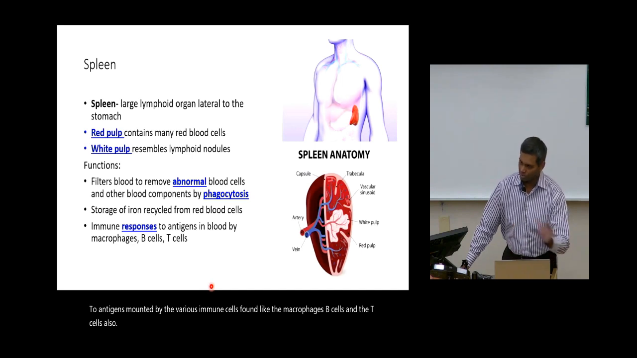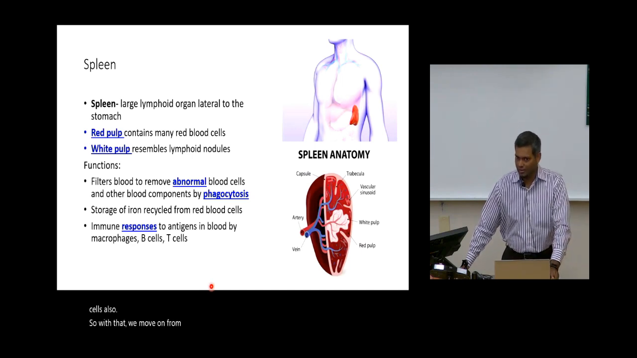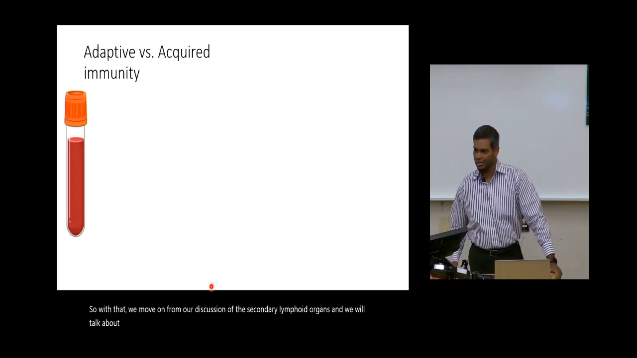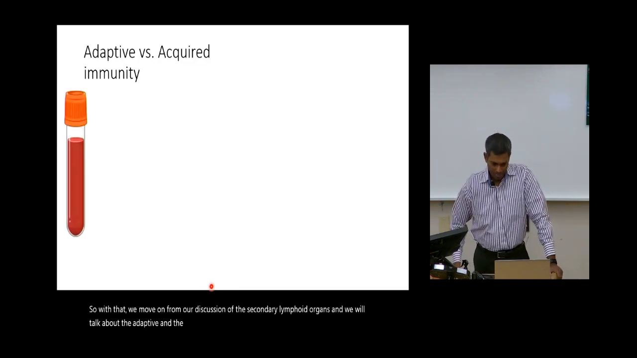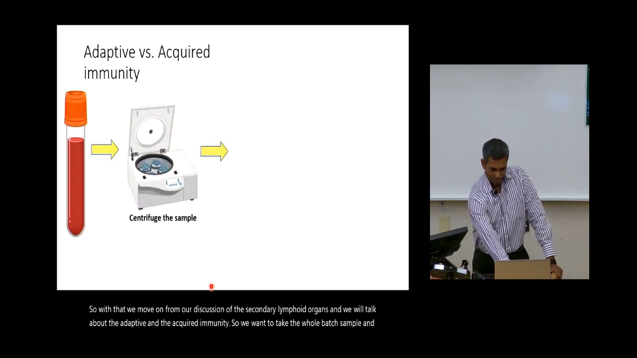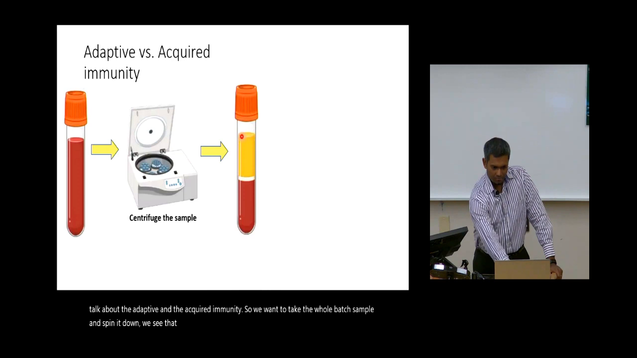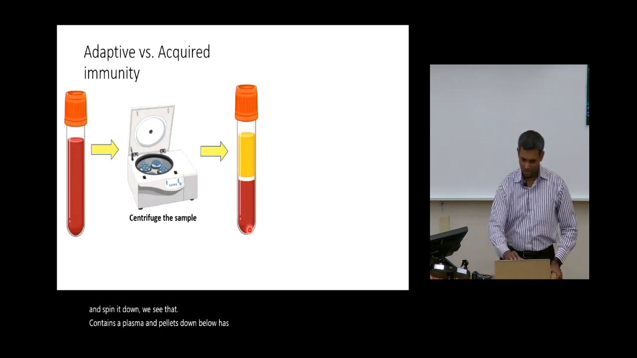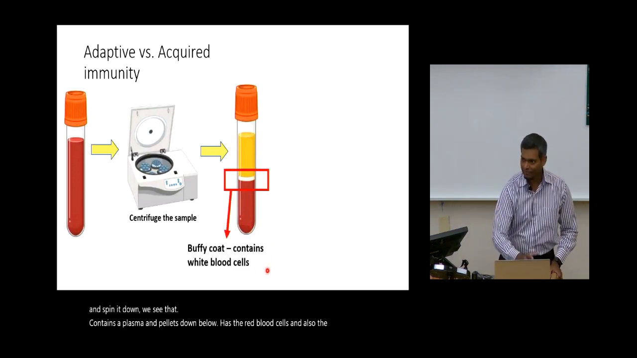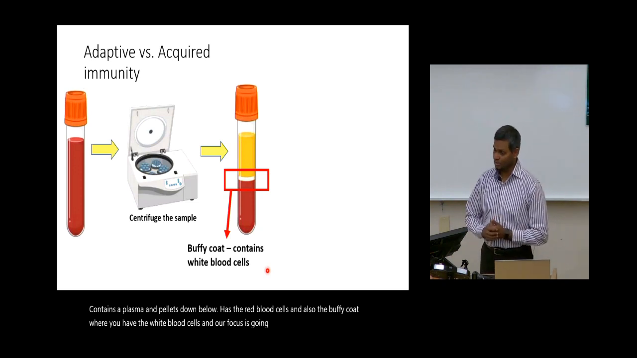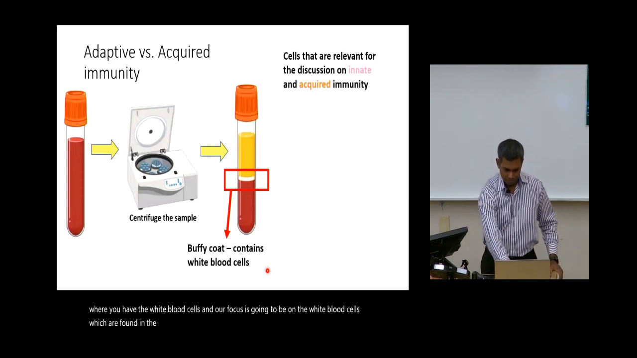So with that, we move on from our discussion of the secondary lymphoid organs, and we will talk about the adaptive and the acquired immunity. So if you were to take the whole blood sample and spin it down, we see that the supernatant contains the plasma, and the pellet down below has the red blood cells and also the buffy coat where you have the white blood cells. And our focus is going to be on the white blood cells, which are found in the buffy coat.